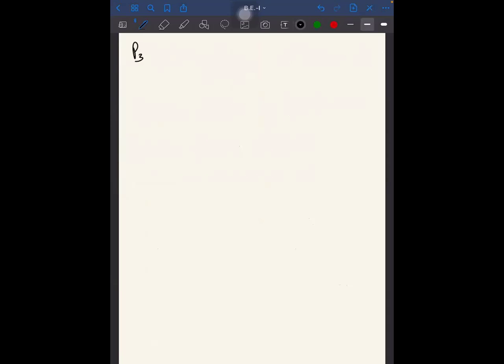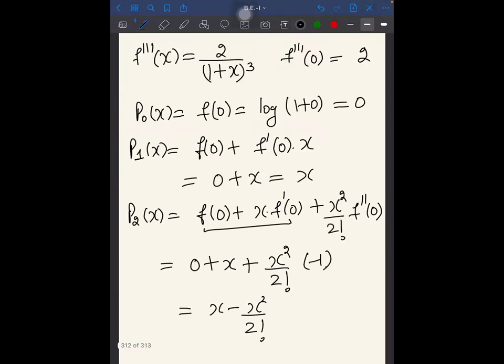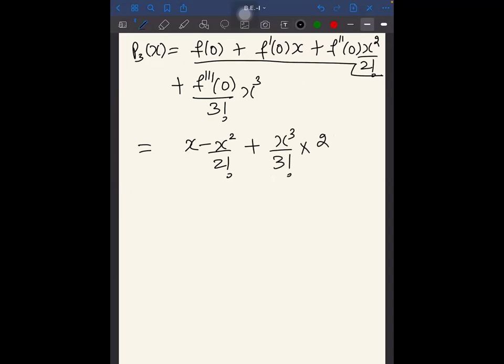Finally, we want to calculate P3x, and that is f0 plus f dash 0 x plus f double dash 0 x square by 2 factorial plus f triple dash 0 by 3 factorial x cube. We have already computed P2, which was x minus x square by 2 factorial, and the next one is x cube by 3 factorial into f triple dash at 0, which was 2. So this becomes x minus x square by 2 plus x cube by 3. Is it fine? Yes, sir.